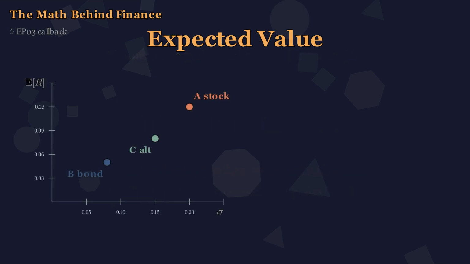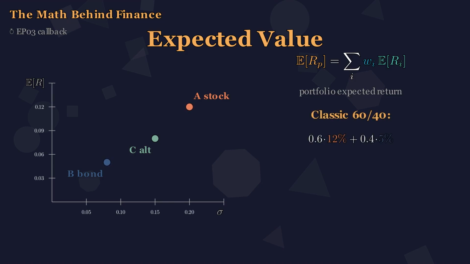You have seen this equation before, in the third episode. Three assets, three expected returns. Take the classic 60-40 portfolio. 60% in a stock earning 12%, 40% in a bond earning 5%.